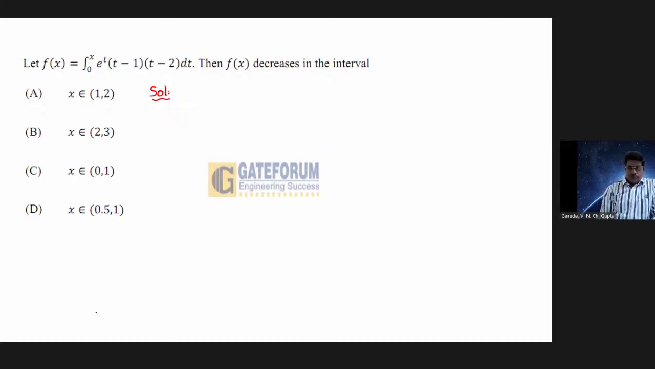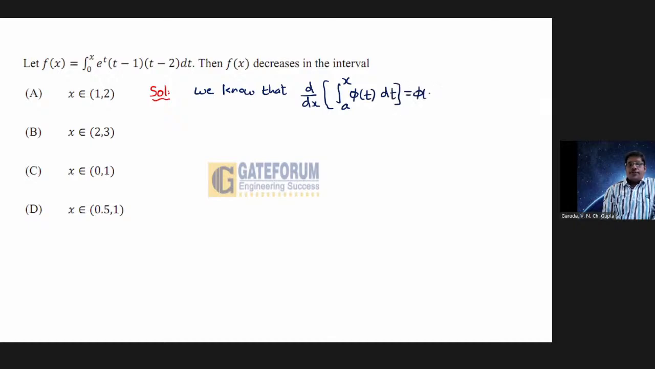Now, we know that d by dx of the integral from a to x, where a is a constant and the upper limit is x, of phi of t dt.